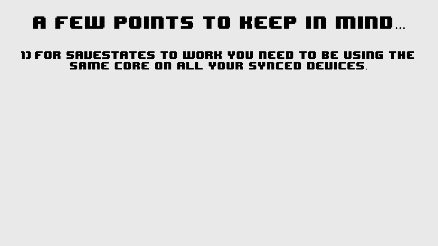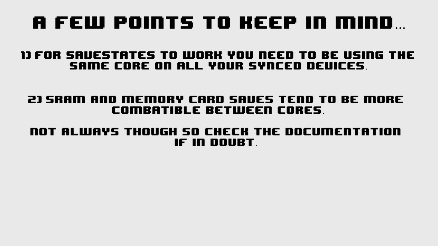Pretty sweet. So here's a few points to keep in mind. Number one, for save states to work, you need to be using the same core on all your synced devices. If that's not possible, then number two is important. SRAM and memory card saves tend to be more compatible between cores, so you might want to make more use of those. This isn't always the case though, so if in doubt, be sure to check the documentation for the cores that you use.